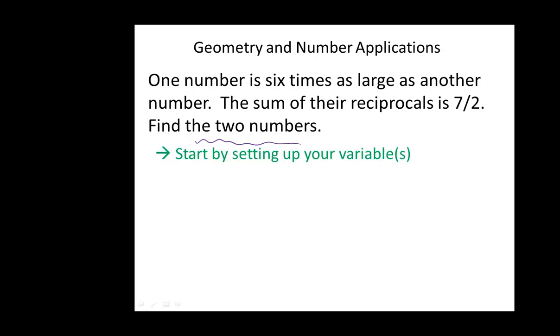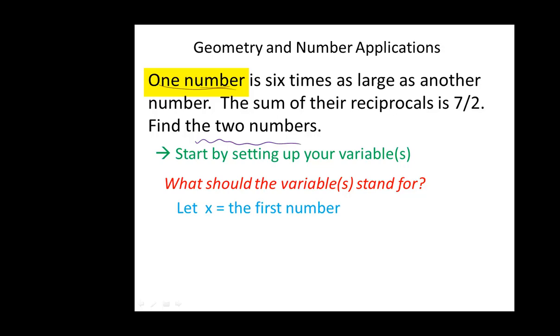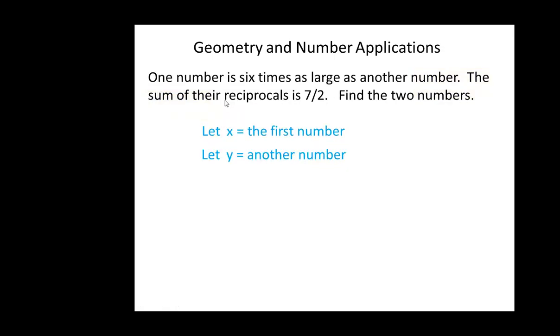So what we have here is one number is 6 times as large as another. So we have this one number that we want to start with. When we say what should the variable stand for, let's say let x equal the first number. And it refers to another number, so I'm going to call that y. Let y equal another number. Well, now that we have our variables, next we need to think about the equations.